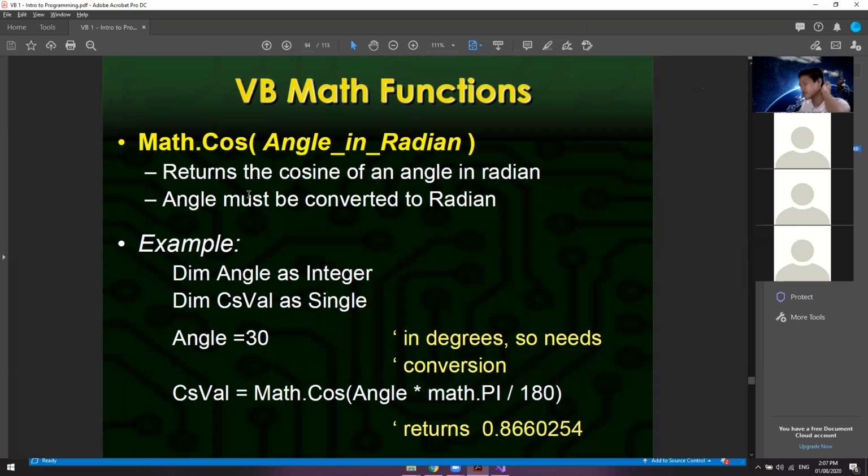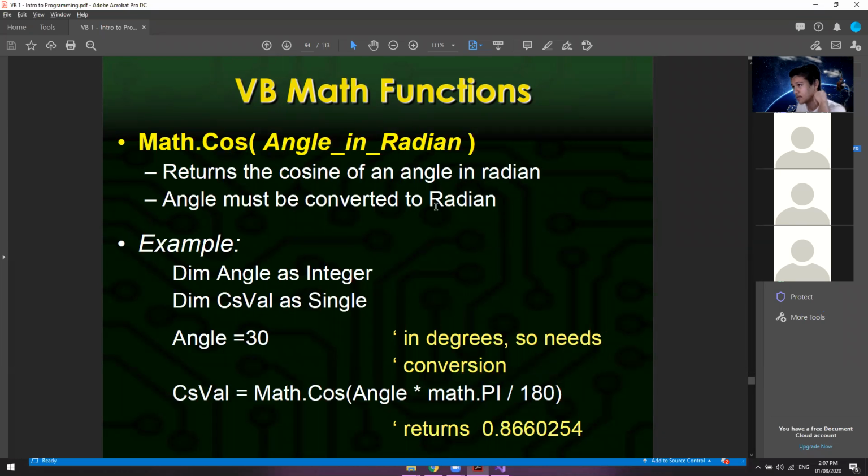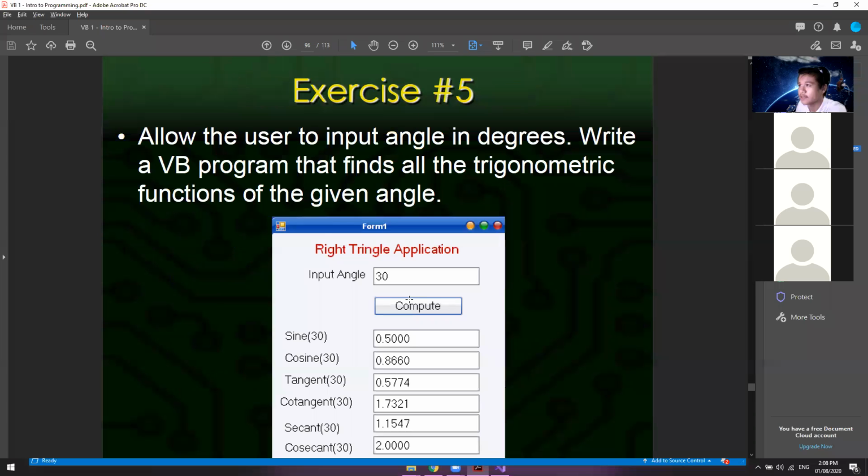So, same din sa cosine natin. Instead of sine, cos naman dito. So, ganun din, in radian din siya. Kailangan mo rin siyang i-convert into degree. So, same with our tan. Same din to, of course. Instead of sine, cosine, tan lang yung napalitan. So, kailangan nyo rin siyang i-convert into degree. Okay? So, exercise number 5. Allow the user to input angle degrees.